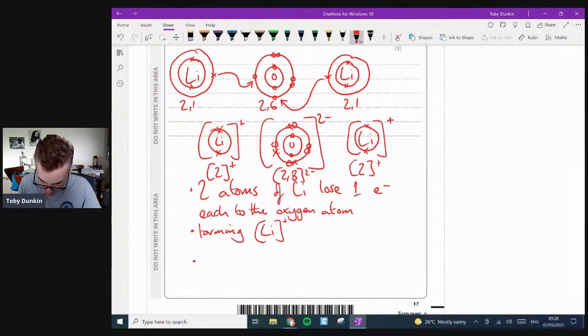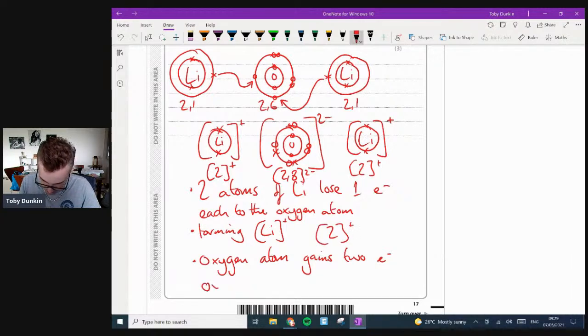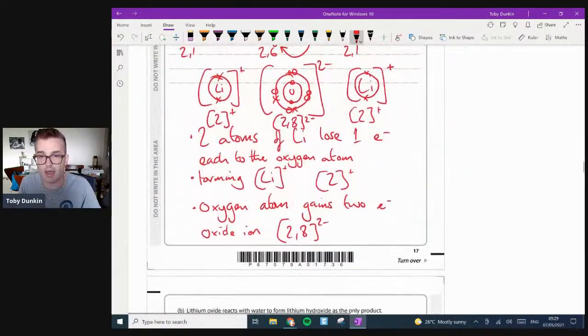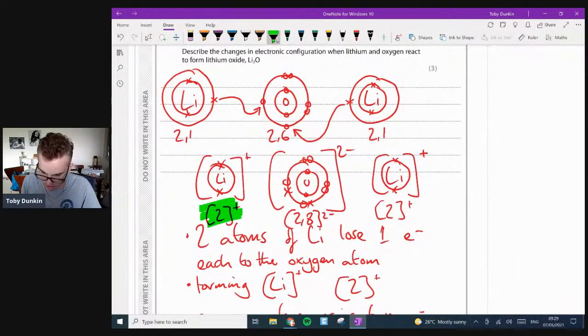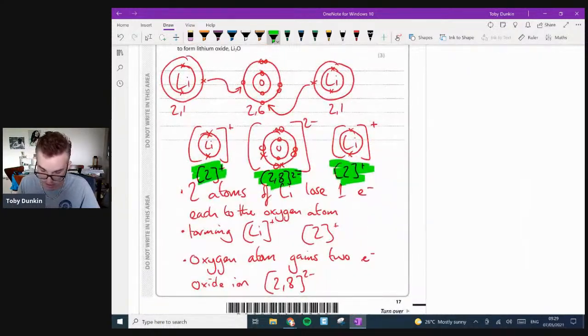Forming lithium 1+, the oxygen atom gains 2 electrons. So lithium forms an electronic configuration of 2, and then the oxide ion 2,8 square brackets 2-. I wouldn't have written this in the exam. I would have drawn that and then given these configurations, which of course are going to be a mark. But I'm just letting you know. I wouldn't have bothered writing the words. I just would have drawn the picture.